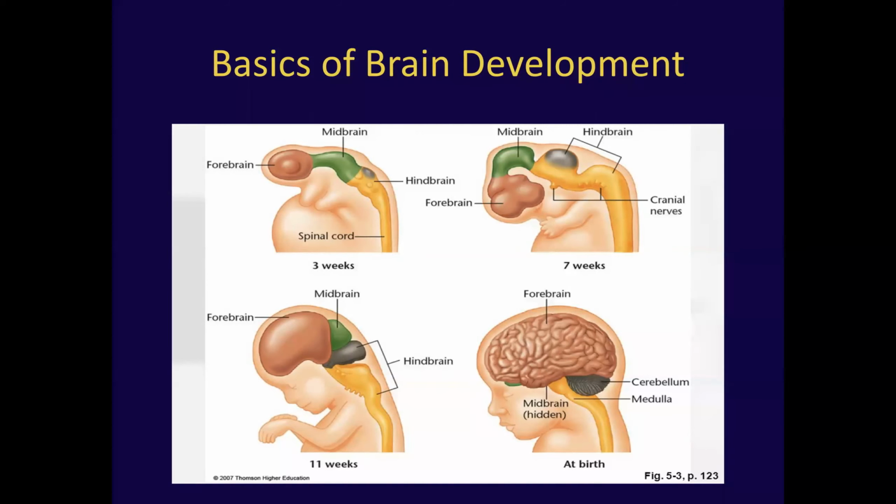Where does all this growth come from? How does the brain grow like this? Well, it's due to the action of nerve cells.